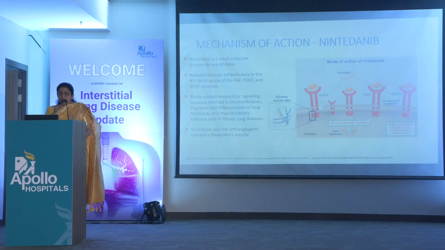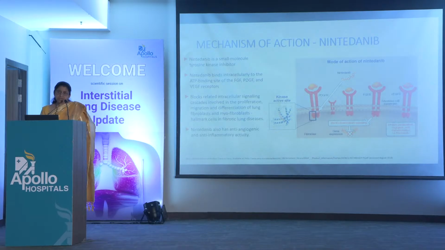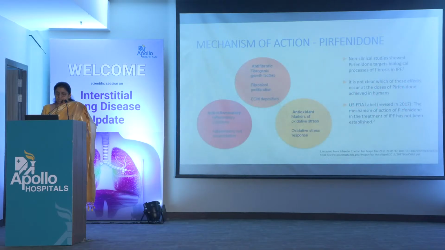Very briefly, I will tell you about nintedanib and pirfenidone, which are the two main drugs being used for the treatment of IPF. Nintedanib is a small molecule tyrosine kinase inhibitor. It binds to the ATP binding sites of the PDGF and VEGF receptors, basically vascular endothelial growth factor receptors, and blocks the intracellular signaling cascades involved in proliferation, migration and differentiation of lung fibroblasts and myofibroblasts, which are the hallmark cells in fibrotic lung diseases. It also has anti-angiogenic and anti-inflammatory activity. So this is the mode of action.